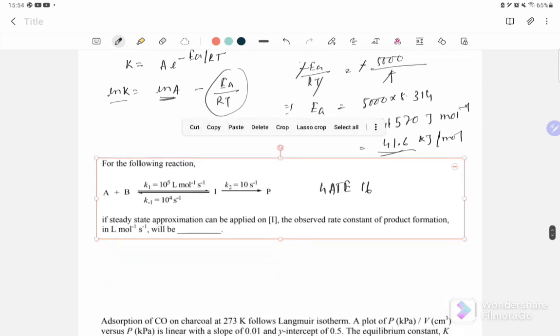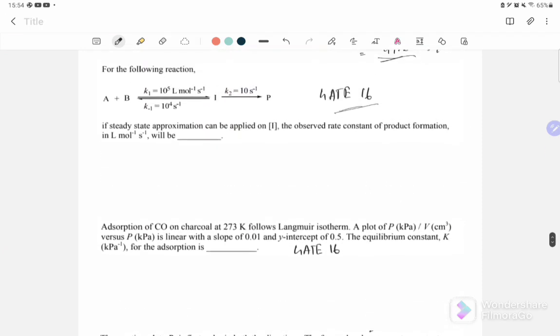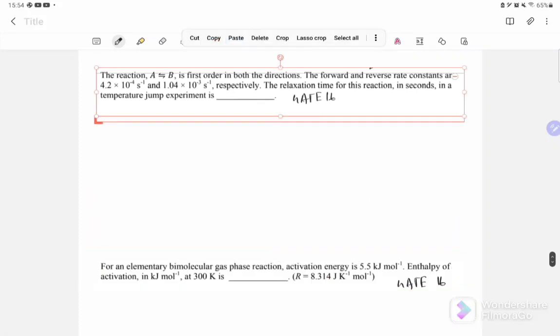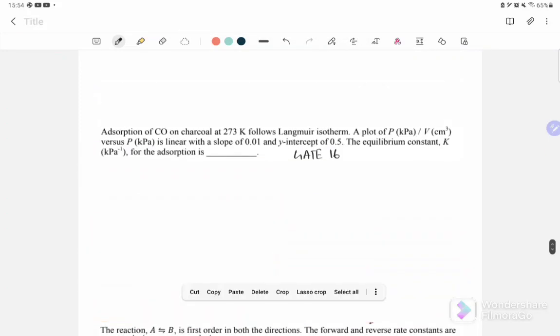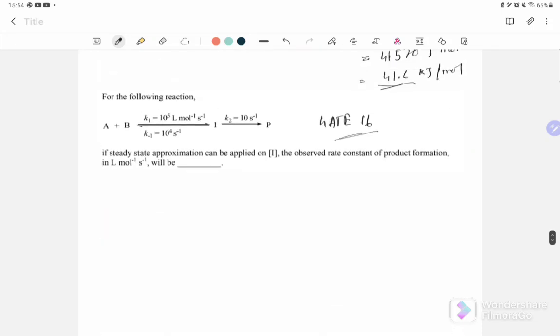So our next question is from GATE 16. From GATE 16, 4 questions came from this topic. Maximum 4 questions are there; in each year you can see 2-3 questions, but sometimes you can get 4 questions. So my 4 questions will be, you can see.